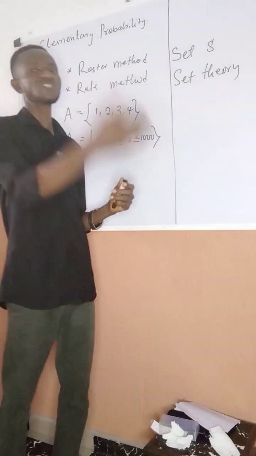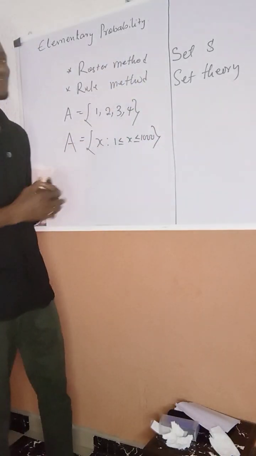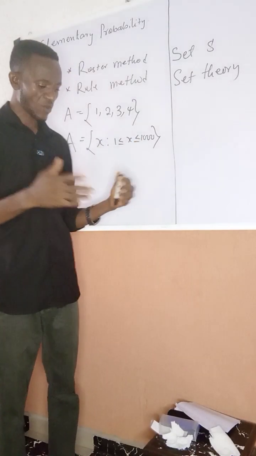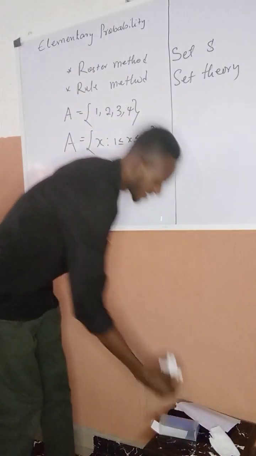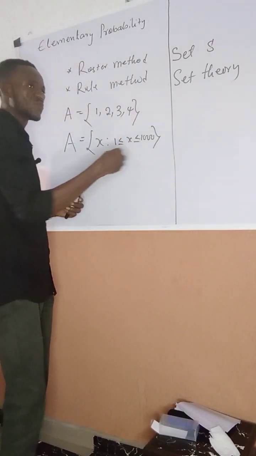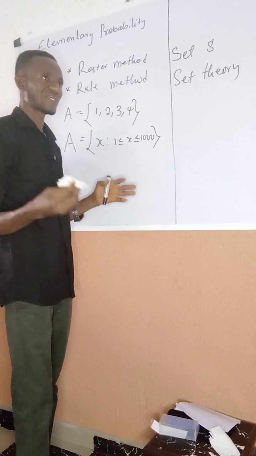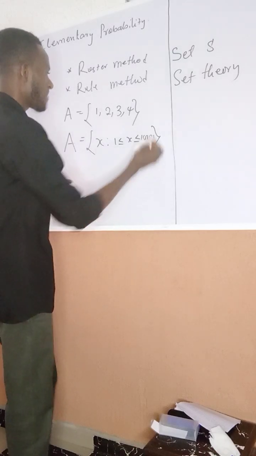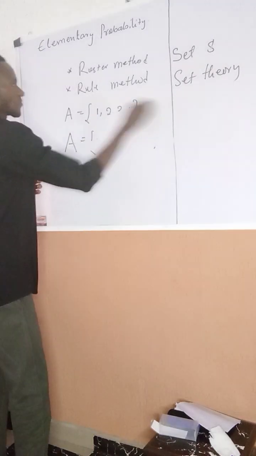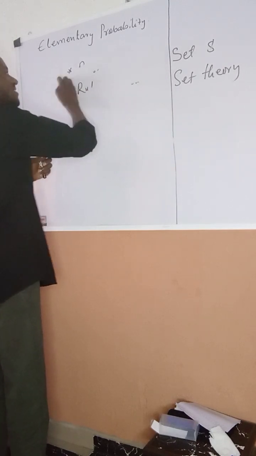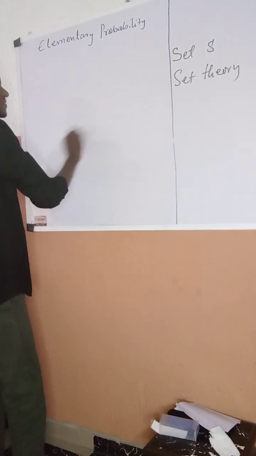But before we go into detail in what we have, which is elementary probability, we are going to look briefly at what we call the algebra of sets. And in this algebra of sets, we'll first begin by looking at different types of sets and consider them one by one. So we are going to look at what we call types of sets.